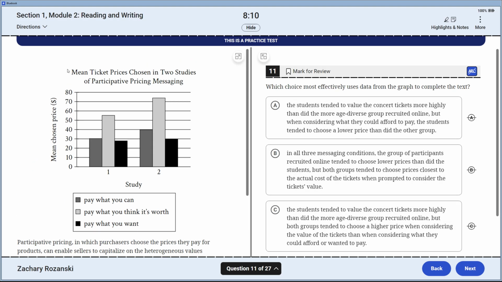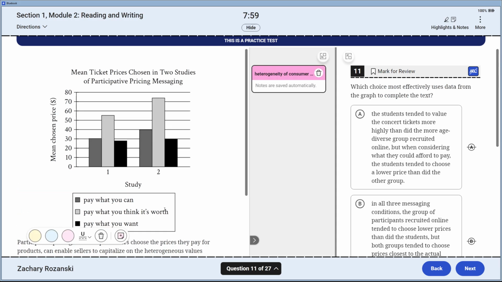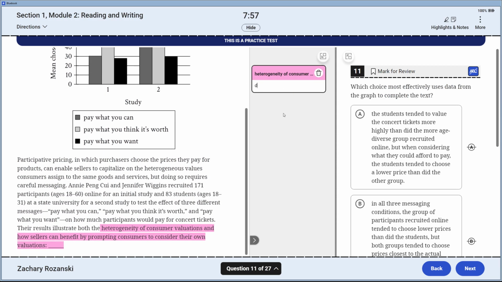Data from the graph to complete the text. Mean ticket price is chosen in two studies of participant pricing methods. Complete the text. I've got a colon. Their results illustrate the difference of consumer valuations and how sellers can benefit by prompting. Let's type this. Difference in valuations and sellers can benefit by prompting.